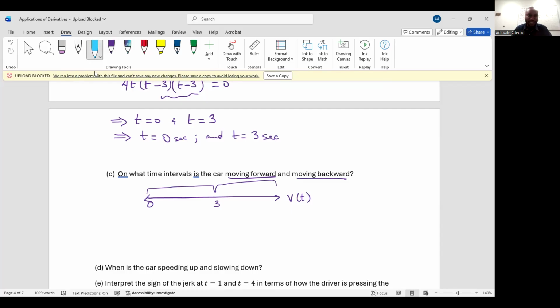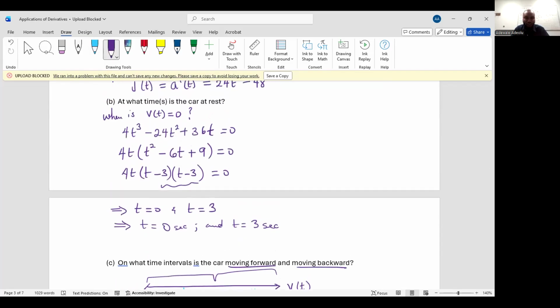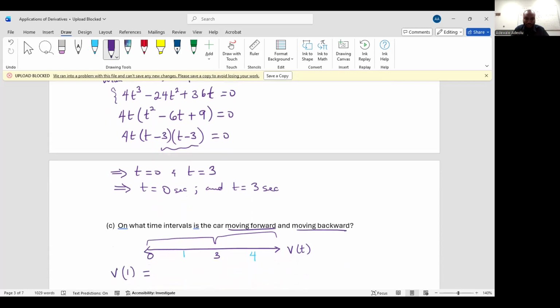To do that, I can just pick a point here, let's say 1, and a point here, let's say 4, and test those intervals of time. So I will find V of 1 and V of 4. Let's go back. What is our velocity function? This is our velocity function. Let me write V of t equals 4t raised to power 3 minus 24t squared plus 36t.